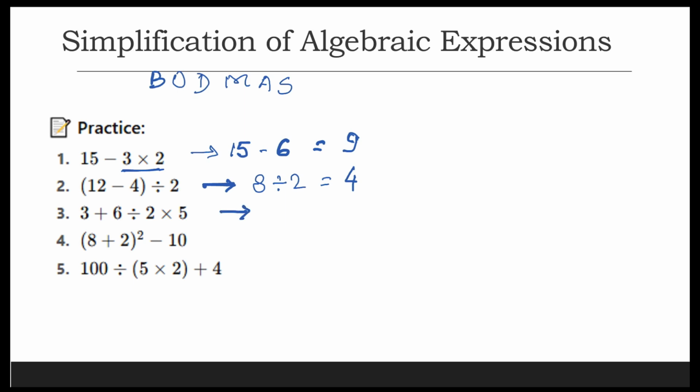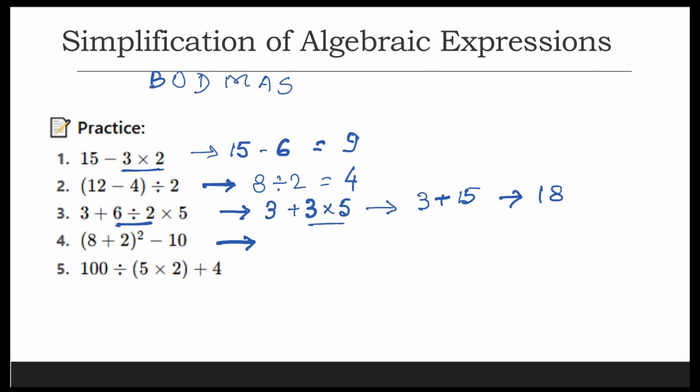Now let's come to this. Is there a bracket B? No. Is there an order O? No. Then is there a division D? Yes, there is division. 6 divided by 2. So we'll solve that first. So we'll solve this part first. 6 divided by 2, so that becomes 3 into 5. Now again D we have already solved. The next is M. So 3 into 5 is 15. So 3 plus 3 into 5, 15. Now A, addition, 3 plus 15 is 18.